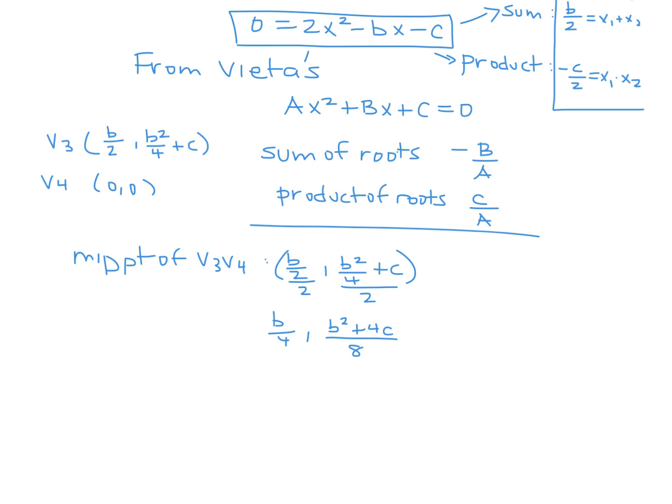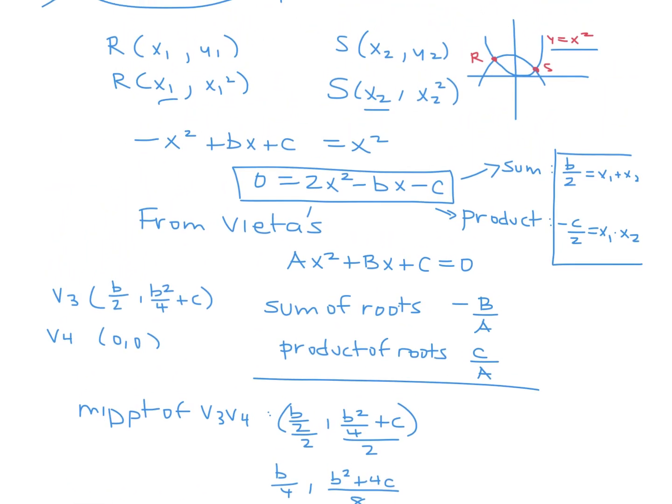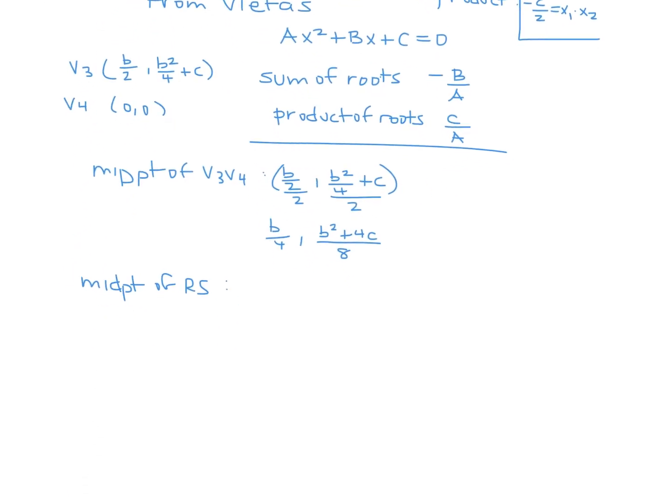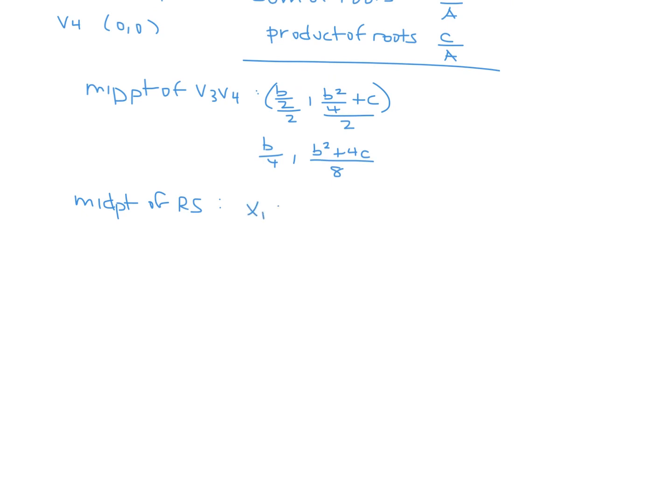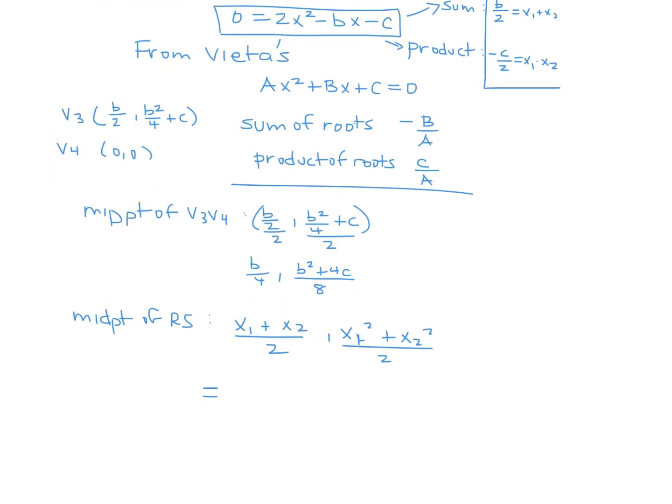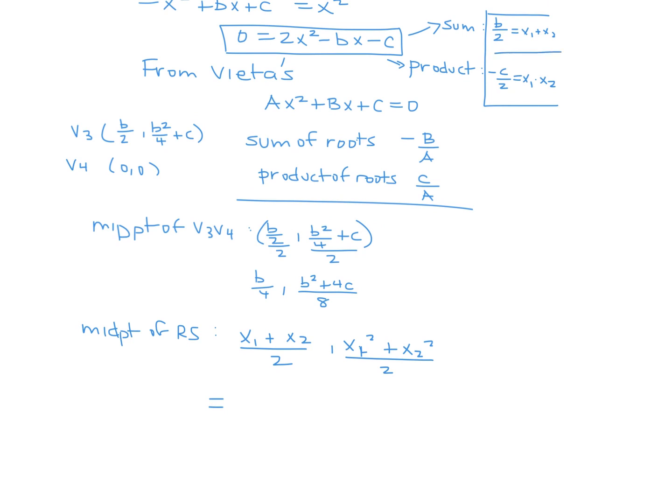Make sure I did that right. And then the midpoint of RS. What's R and what's S? Well, we actually just denoted them as that. Okay, that's it. So that's just going to be x1 plus x2 over 2, and then x1 squared plus x2 squared over 2. Well, this is where Vieta's comes in. See, x1 plus x2 up here is b over 2. So this is going to be b over 2 over 2, which is b over 4.